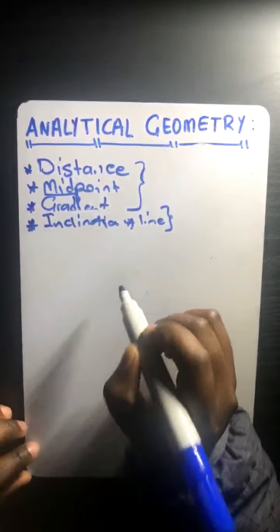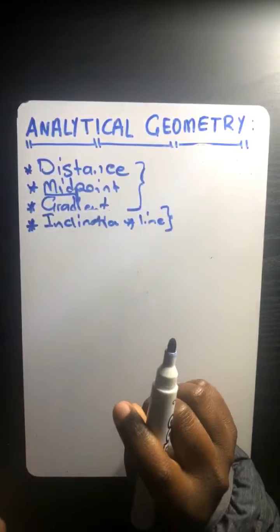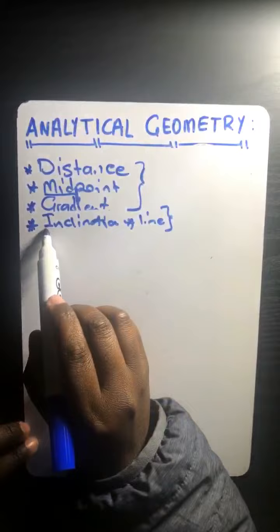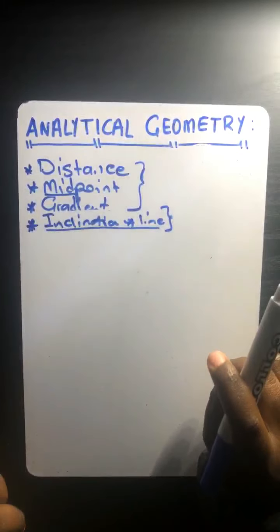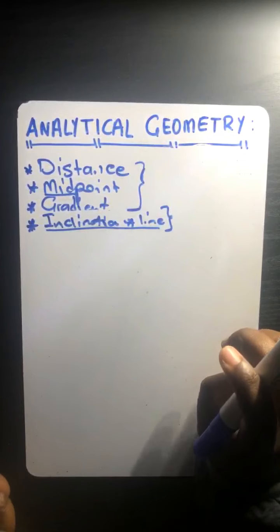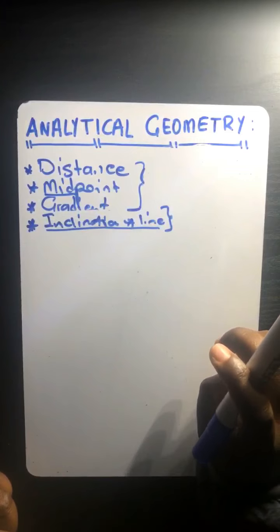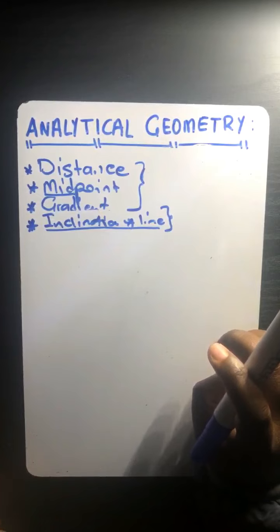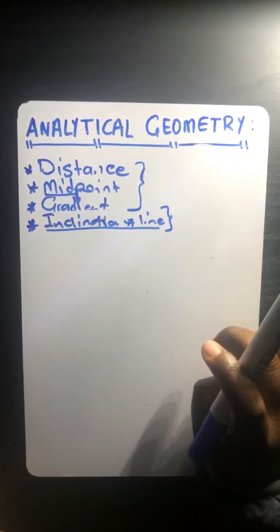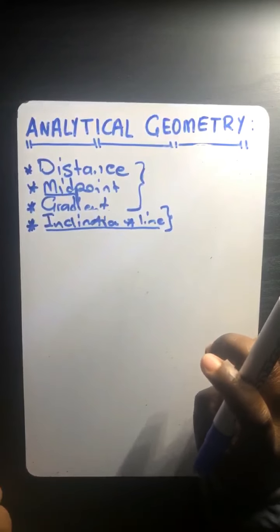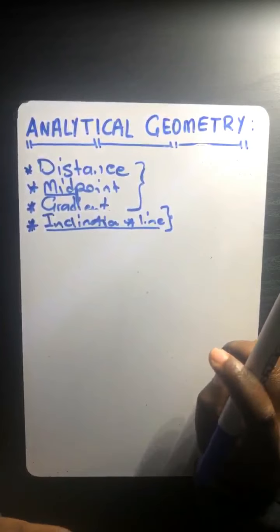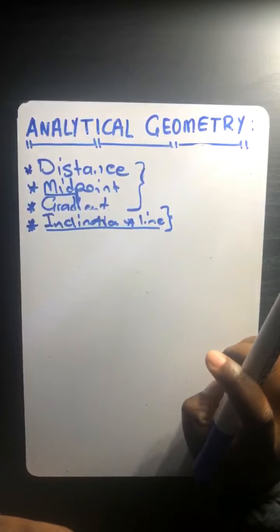Okay, so let's first try to understand what we mean by inclination of a line. Listen very carefully. It is the angle formed with the horizontal in an anti-clockwise direction. Full stop, ladies and gentlemen. What is inclination of a line?